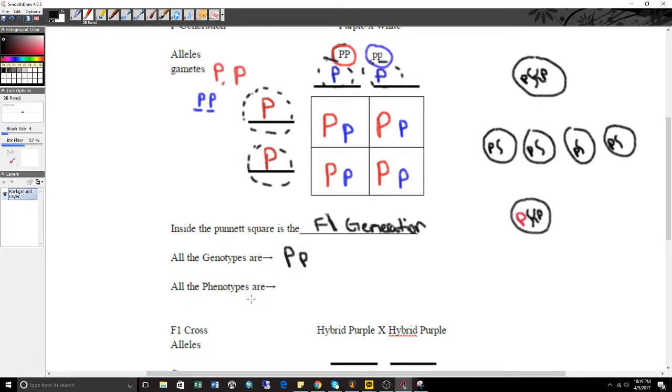Now all the possible phenotypes. Now this is the physical characteristic, right? So genotype is the letter combination. This letter combination is big P, little p. Now the phenotype is a physical characteristic. So this genotype would produce a purple flower, right? So all these offspring are going to be purple.